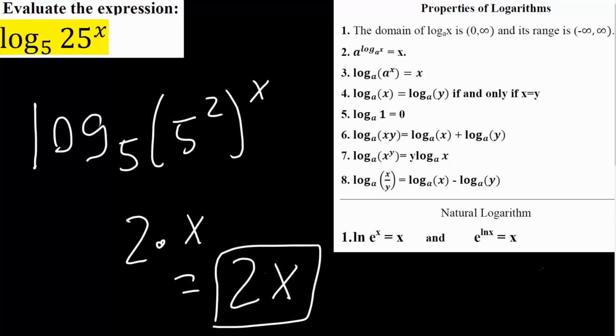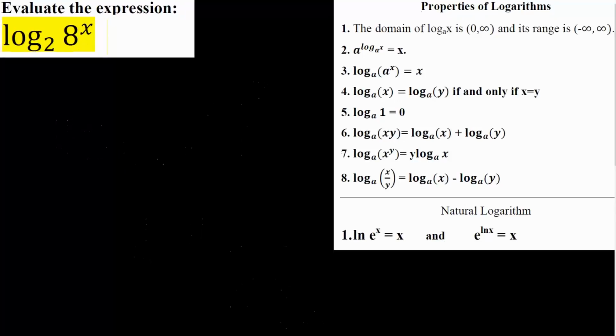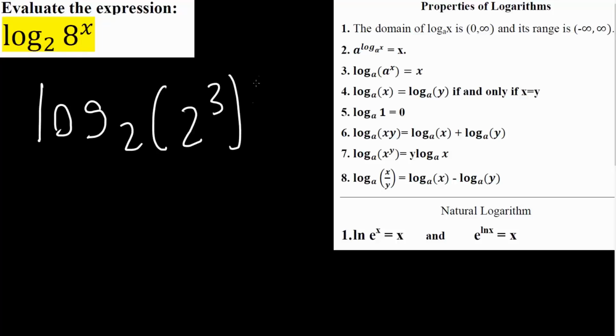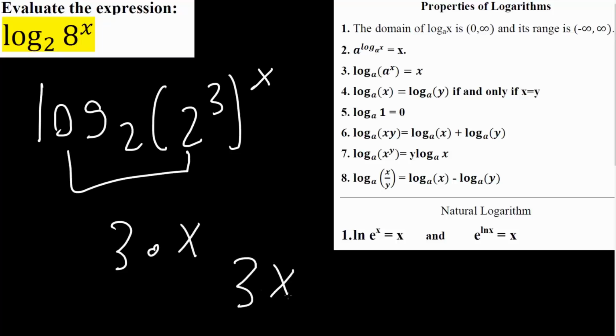And now for the last problem. Same thing. So log base 2, instead of saying 8, we say 2 cubed. And on the outside is x. So this right here is like rule number 3. So the answer is 3 times x, so 3x. And that's all we need to do for these 5 problems.